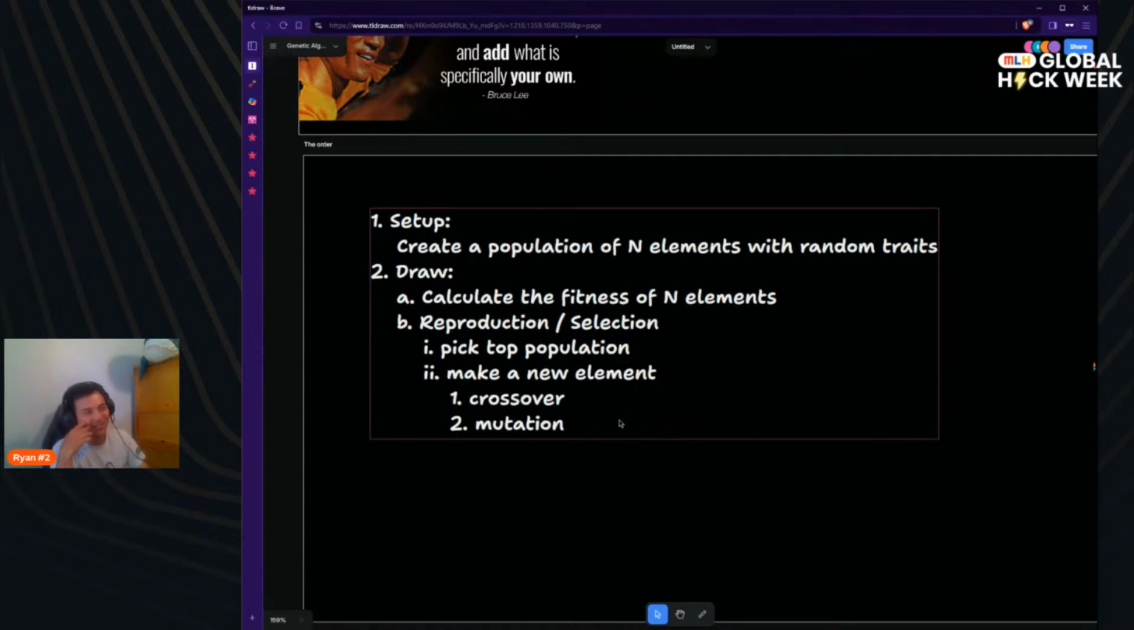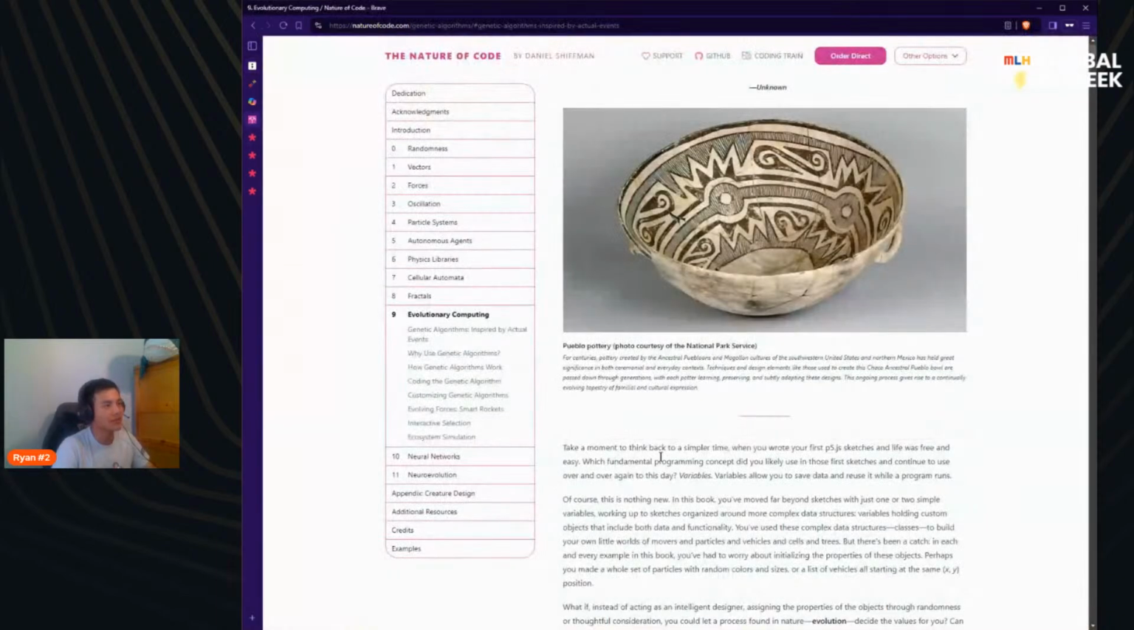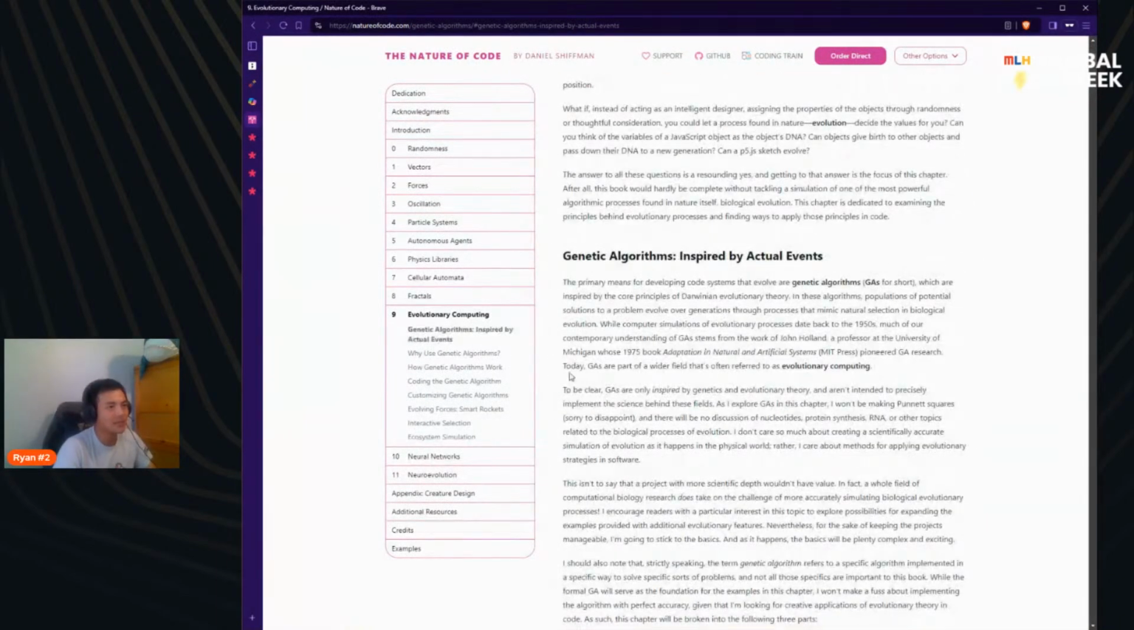We'll need to create a population of entities with random traits, because in evolution it doesn't happen with just one thing. You have to have a population of things, and there's this concept of DNA, which is kind of encoding. What's the best way to describe this? Maybe I should have just copy and pasted a definition of what a genetic algorithm is. Let's see how the textbook does.